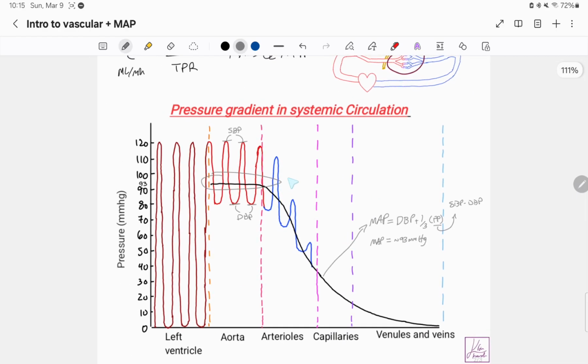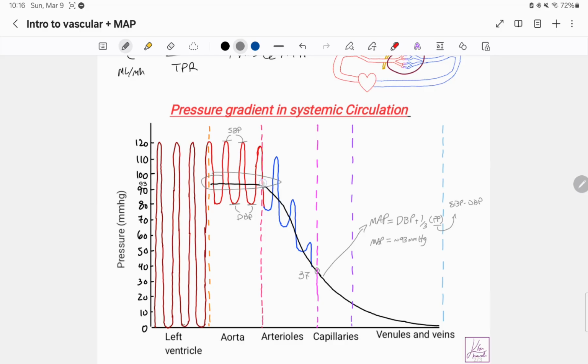Now obviously you can see that the mean arterial pressure is going to drop significantly. It'll drop from around 93 to around 37 at the distal arterioles. Which brings me to my next point. Where does the biggest drop in the mean arterial pressure occur? At which level? The left ventricle, the aorta, the arterioles, the capillaries, or the venules? The arterioles. That's the answer.